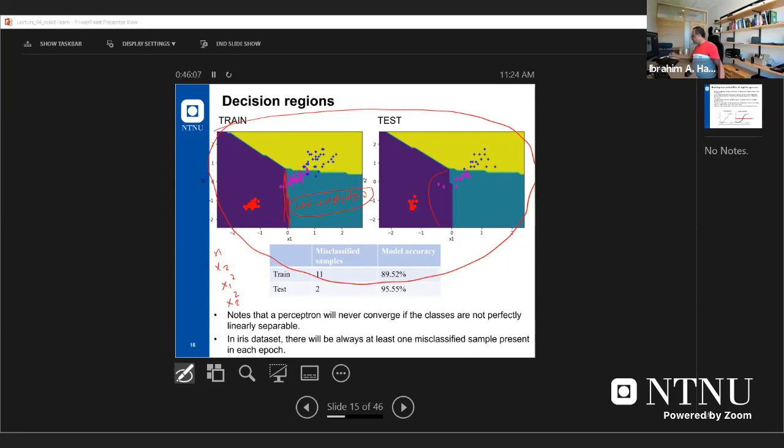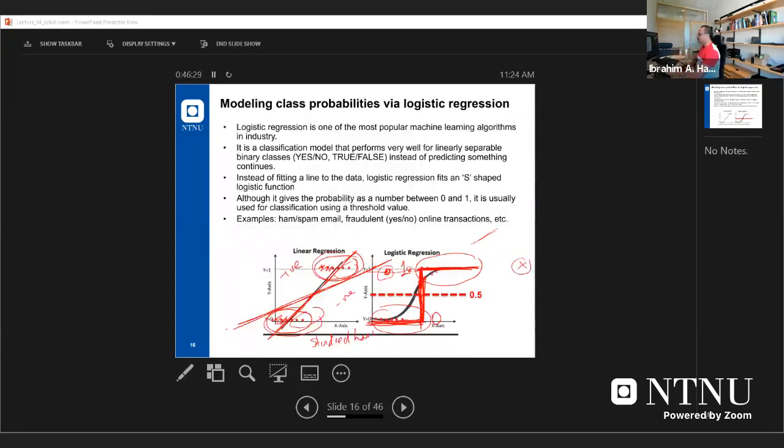We have here the number of misclassified cases: 11 here and 2 here. So try to test the other one and make a comparison. The accuracy in logistic regression was 98%. What we are missing here is to draw the decision lines and see how the decision line looks.